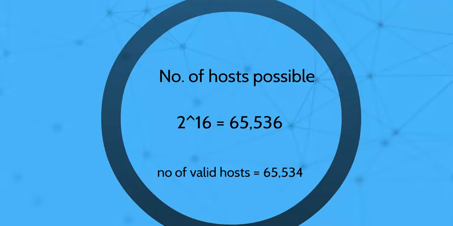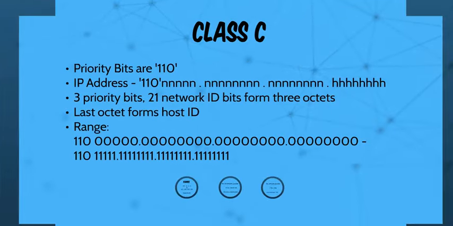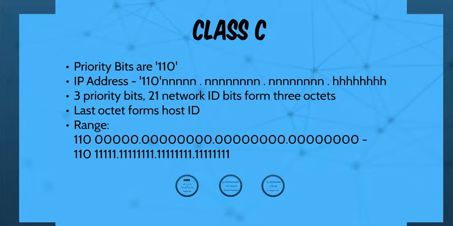If you see the difference between Class A and Class B, the number of host bits is reduced from 24 to 16. That is, the number of systems or devices that can be connected in a single network has decreased from 2 power 24 to 2 power 16. That's in brief about Class B.